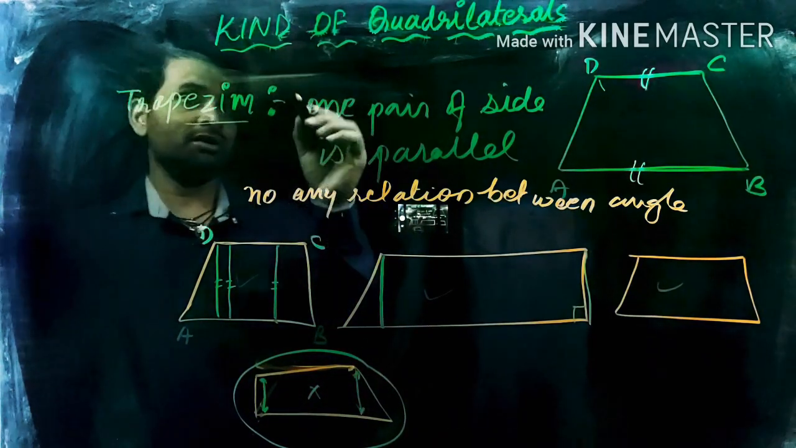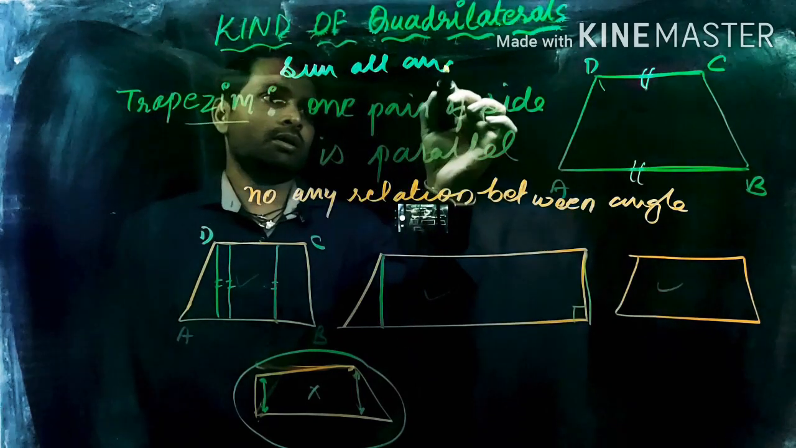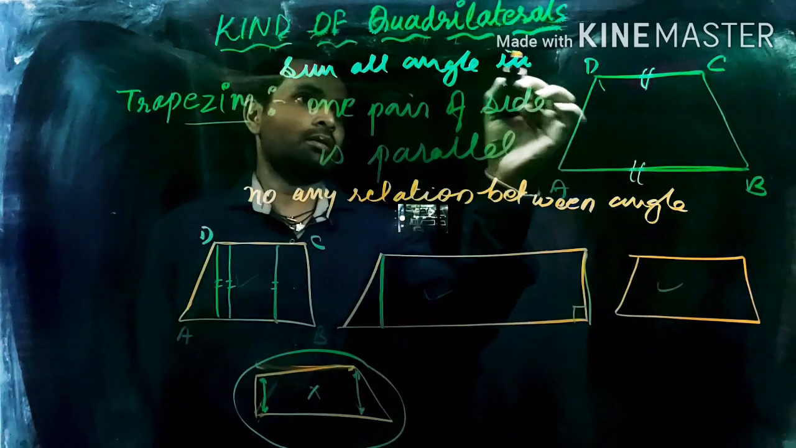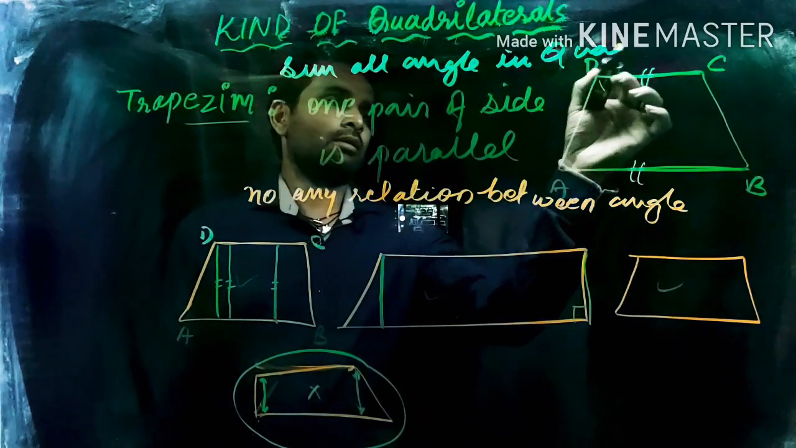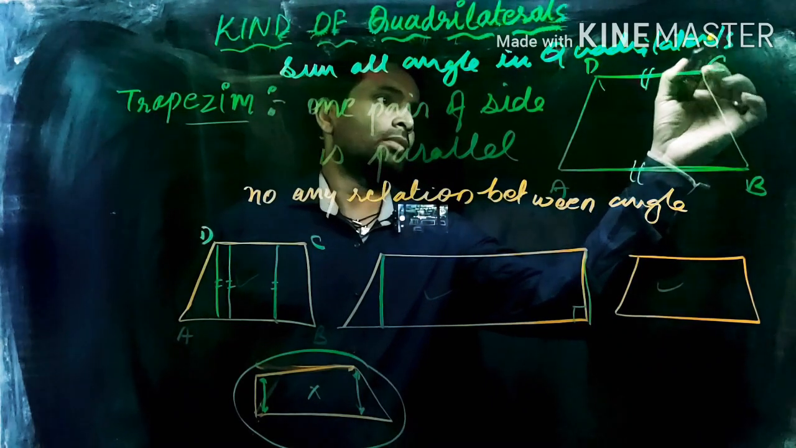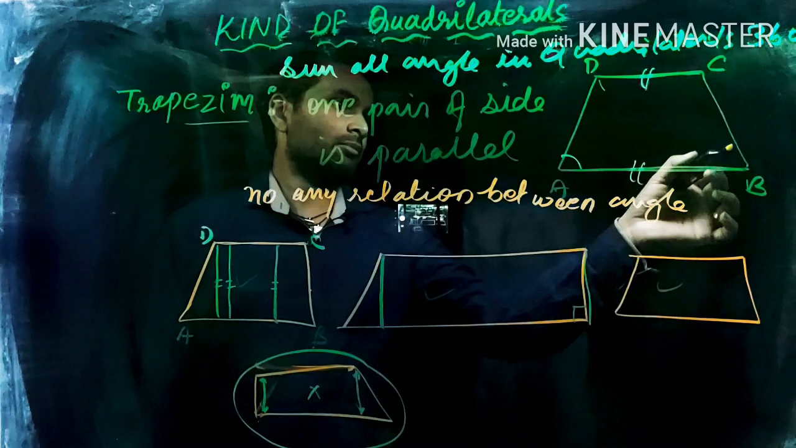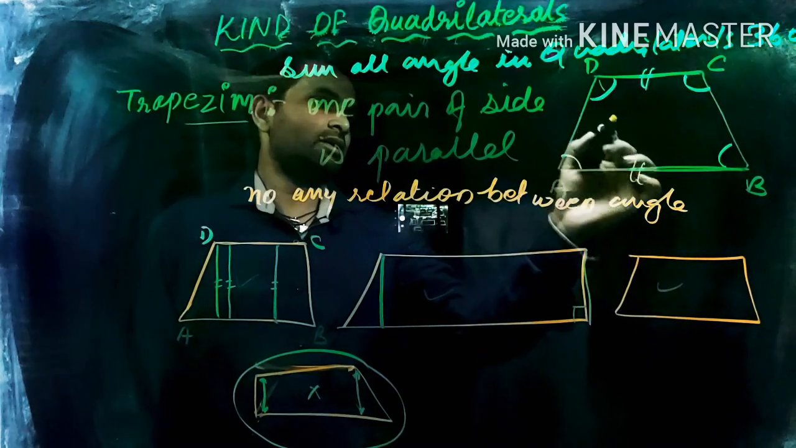And a simple property: the sum of all angles in a quadrilateral is 360 degrees. It means angle A plus angle B plus angle C plus angle D is 360. Second is the rectangle.